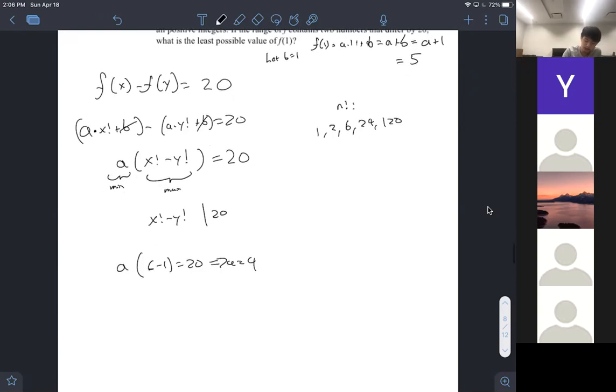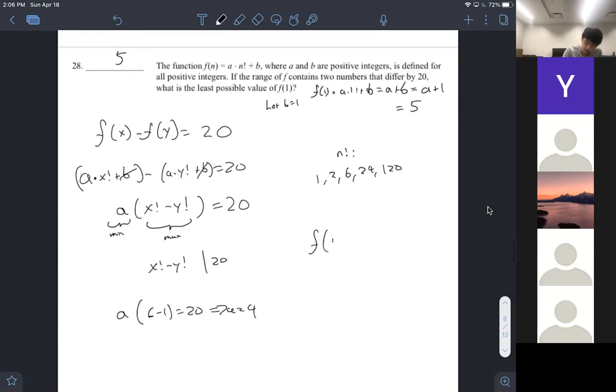And just to verify, f of n equals 4 times n factorial plus 1 works because f of 1 equals 5 and f of 3 equals 25. And so yeah, f of 1 equals 5 is our least possible value of f of 1. It's a cool problem.